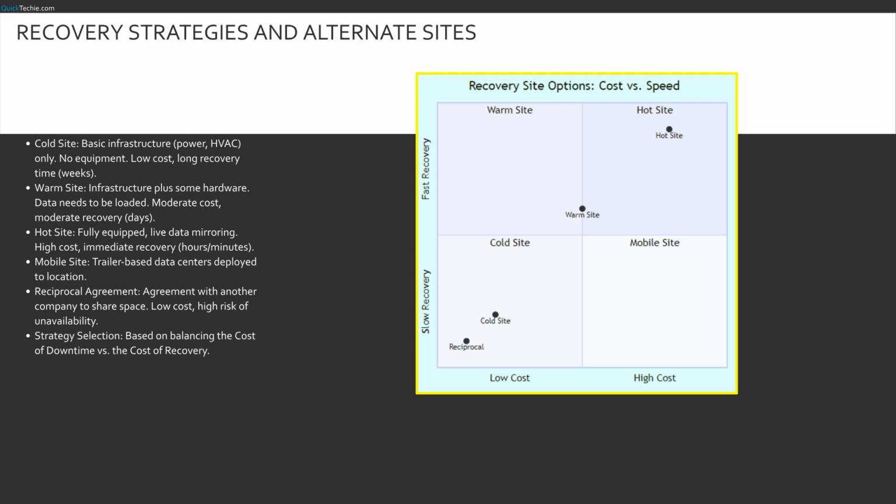This chart helps visualize the decision. Top right is the hot site, fast recovery, but high cost. Bottom left is the cold site, low cost but slow recovery. The warm site sits in the middle. Management must decide where their risk appetite places them on this chart.